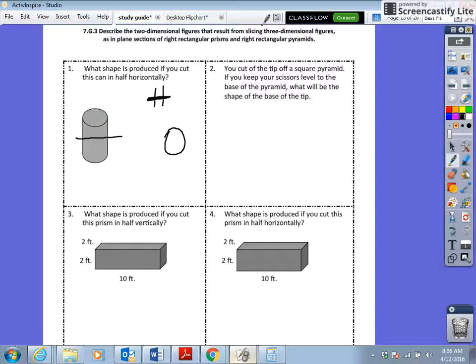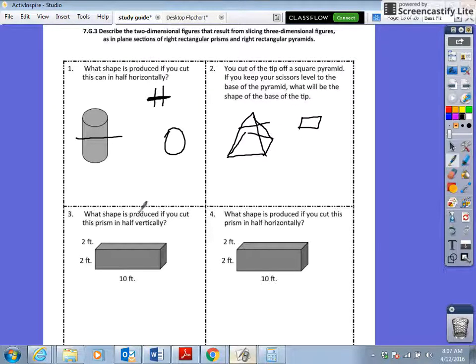You'll have 2 cylinders. If you cut the tip of a square pyramid, if you keep your scissors level to the base of the pyramid, what will be the shape of the base of the tip, okay? So if I make a square pyramid, here's my square base, and here's all my sides. If I cut this tip off right here, it's still going to be a square underneath. If I dip that in ink, it would still smash down a square.